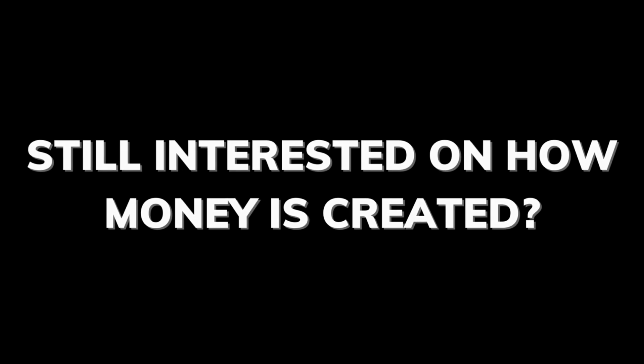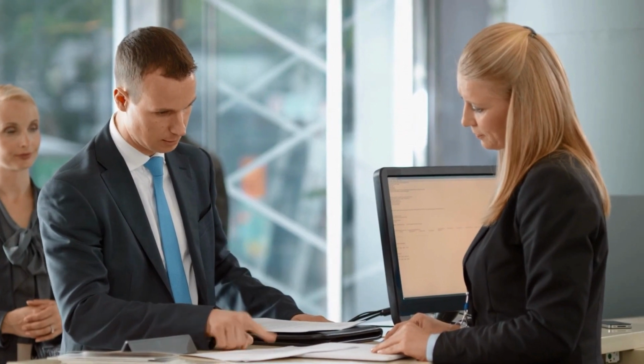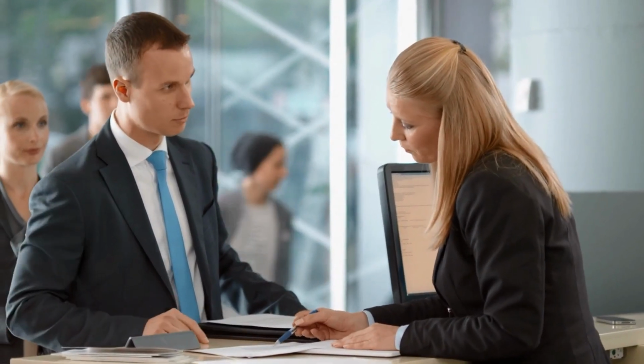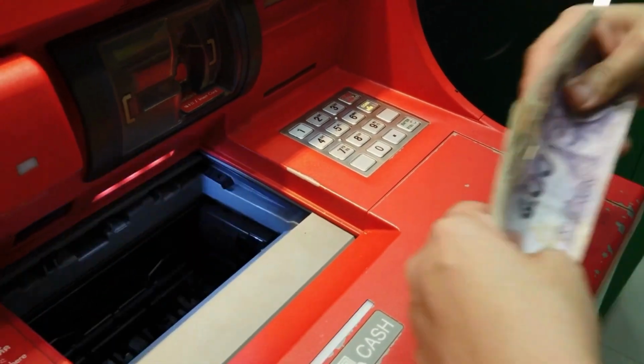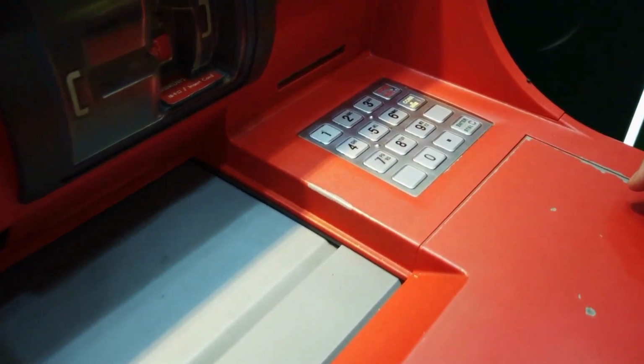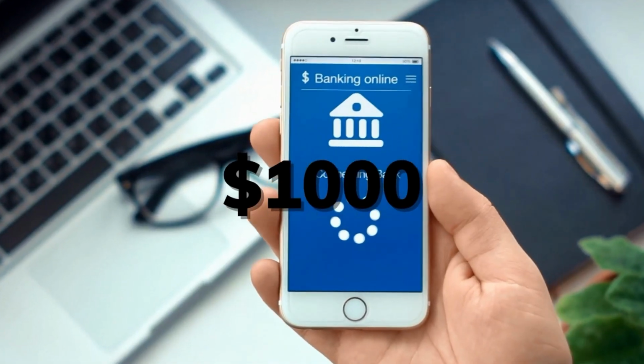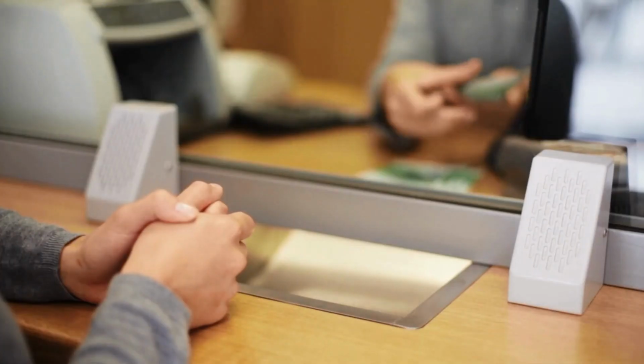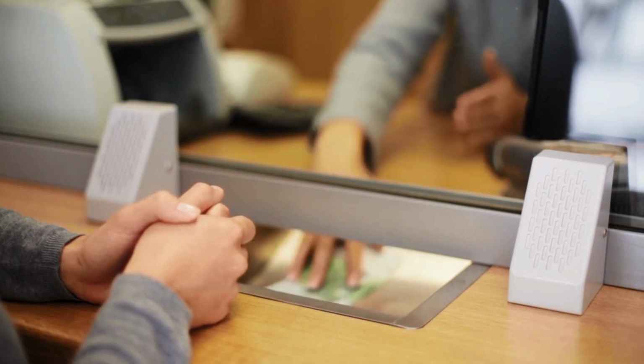Well, then keep watching. Now you know all about how debt is created, let's talk about deposits. When you put money in the bank, you give up your claim to it. The bank now can do what they want with it. If you deposit $1,000 in the bank, it will retain 10% of your money in reserve and lend out the rest of it to other customers.